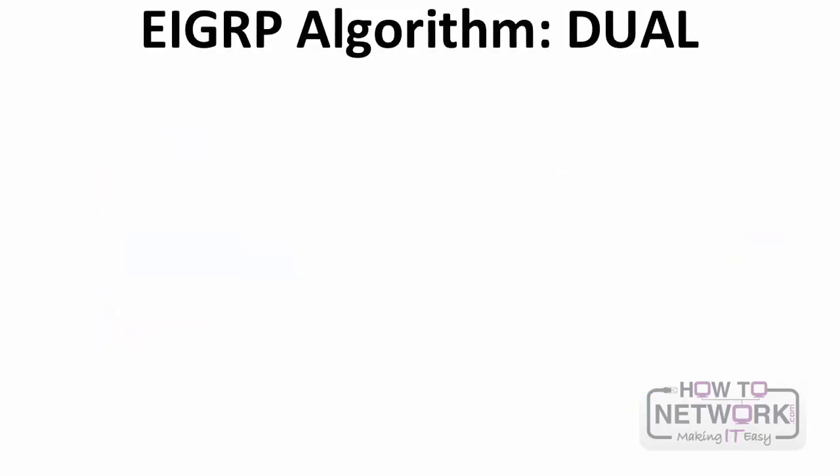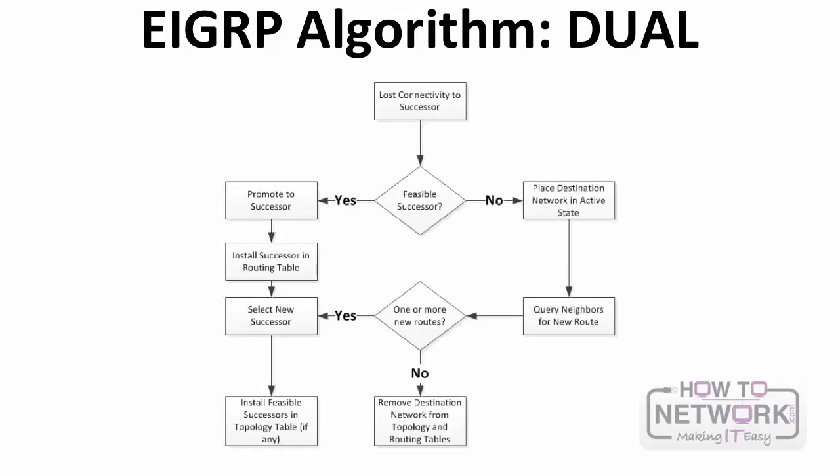Now let's talk about the EIGRP algorithm, which is DUAL. Now, to understand DUAL, you need to understand what successor and feasible successor routes are. When you think of successor, just think of success. That's the best path. So if EIGRP loses connectivity to the best path, it will then run the DUAL algorithm and ask, is there a feasible successor? Is there a second best path? And if the DUAL algorithm states, yes, there is a feasible successor, a second best path, it will then promote that second best path to the best path. So that becomes the successor.